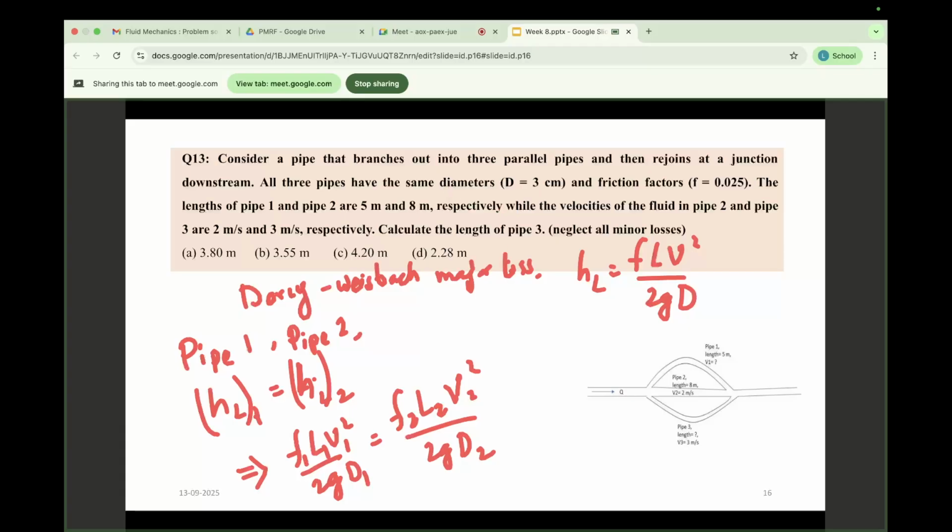What is given here? The diameters D1, D2 and D3 are equal. Also f1, f2, f3 are the same. So I can cancel out f1 and f2, right? D1, D2 also cancel out. The lengths of pipe 1 and pipe 2 are given, and velocity of pipe 2 is given but 1 is not given. So I can find out V1. Please find out V1.